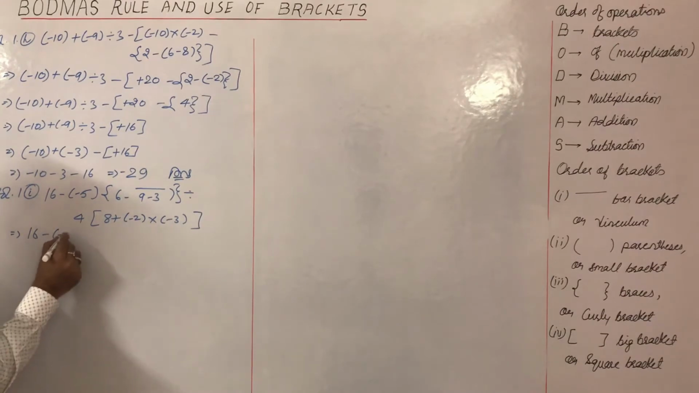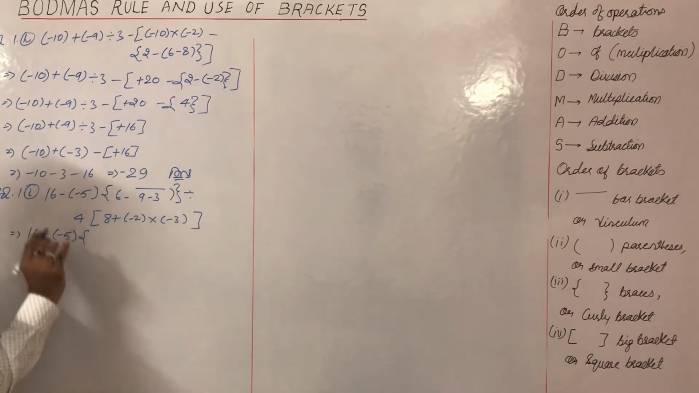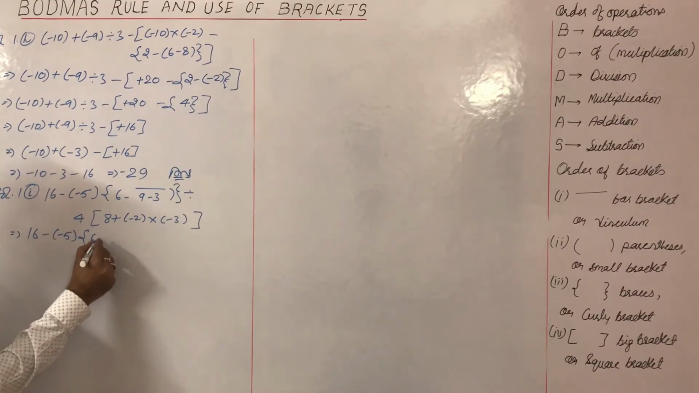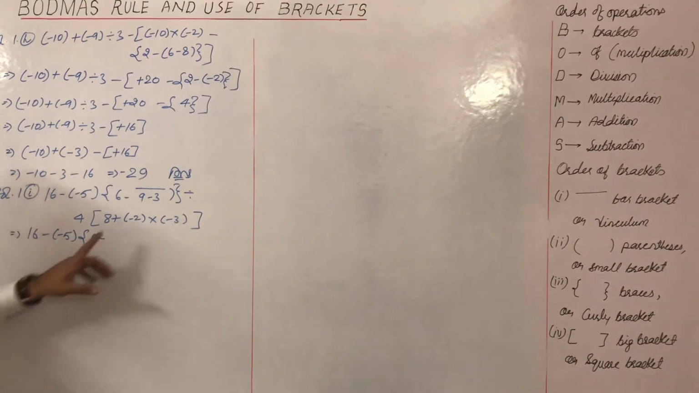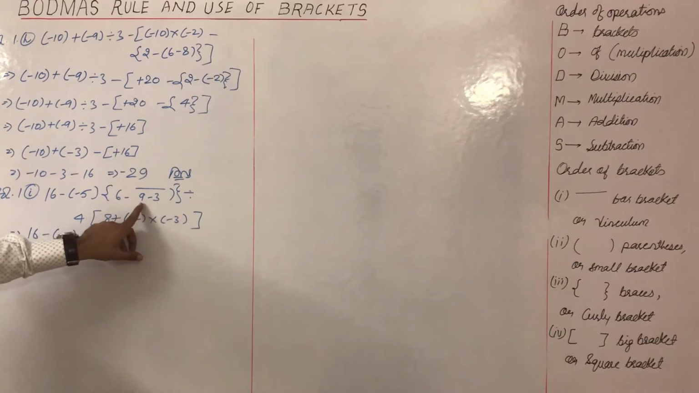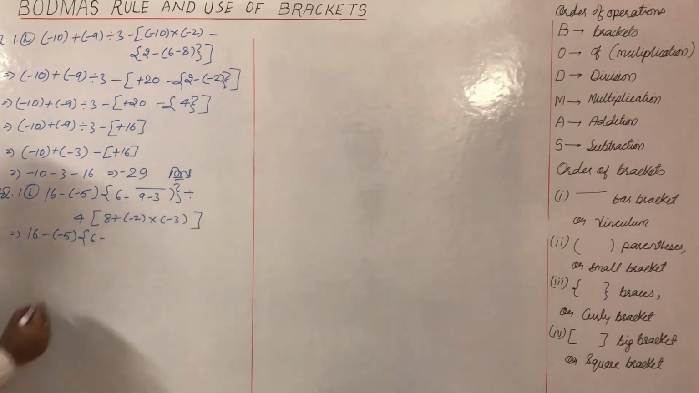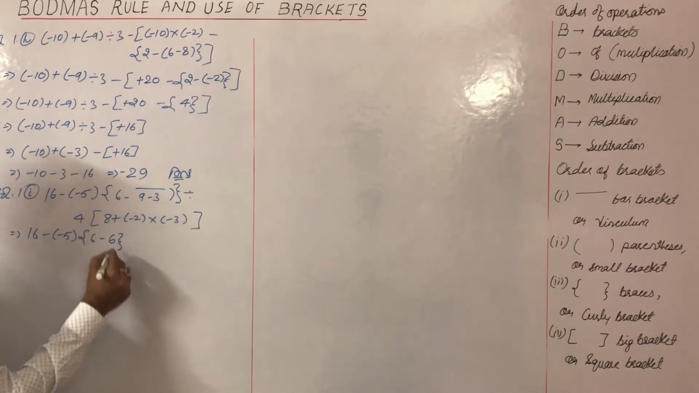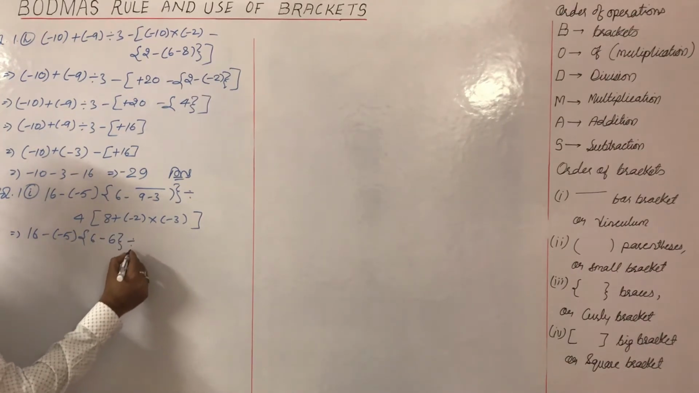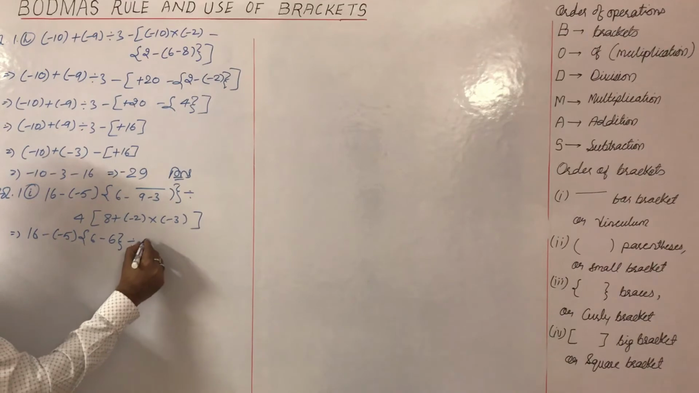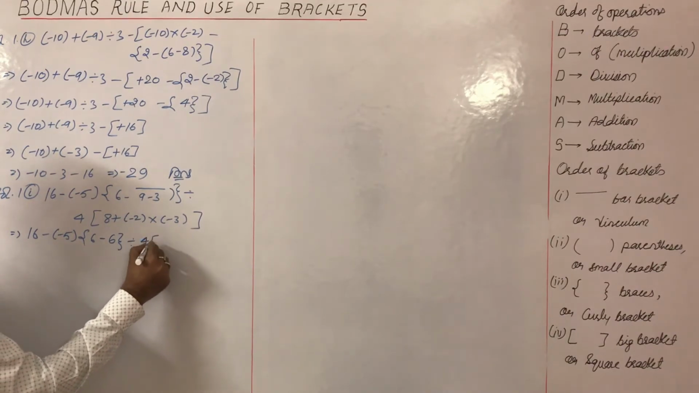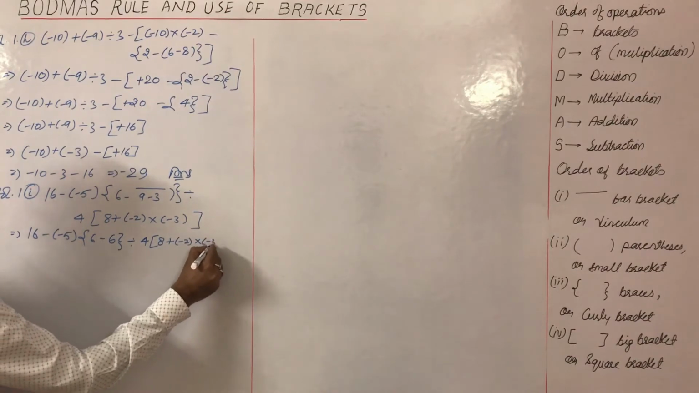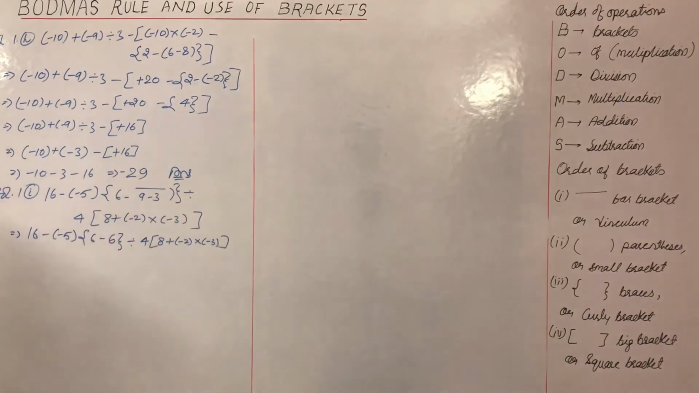16 minus 5 multiplied, direct bracket means multiplication. So 6 minus 9 minus 3. So 9 minus 3 means 6. So we'll write 6 and then divided by 4. 8 plus minus 2 into minus 3, like this.